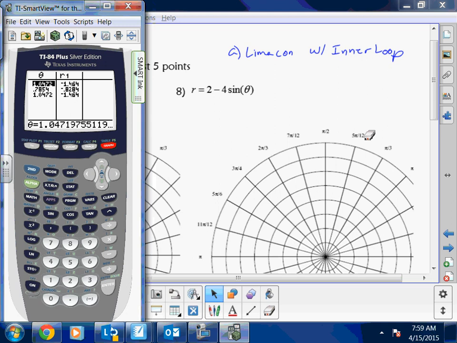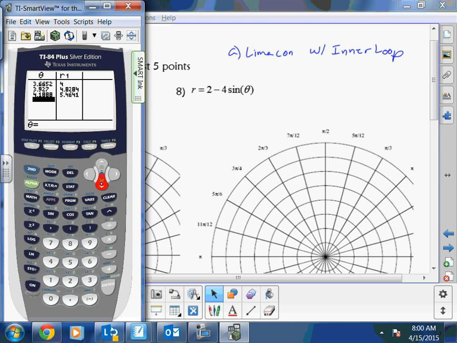Okay, so we're going to come up with the values of the limaçon with the inner loop. The values I'm going to use are going to be five of them, like 7 pi divided by 6. I'm actually going to use 5 pi divided by 4, and all these values are at the bottom of the unit circle. I'm going to use 4 pi divided by 3. And I'm also going to use, well, I could probably use 3 pi divided by 2.